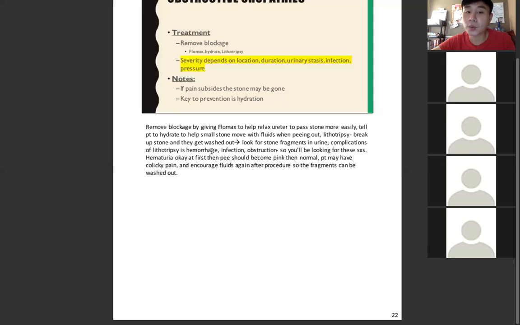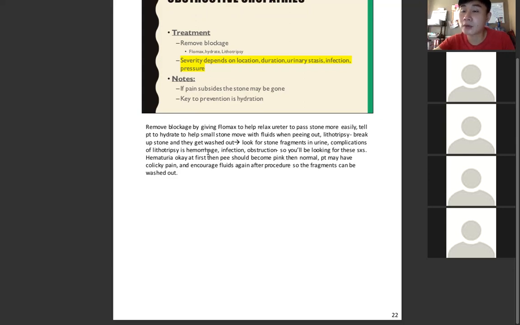Lithotripsy breaks up the stone and the pieces get washed out. Look for the stone fragments in the urine. Complications of lithotripsy are hemorrhage and infection. The reason it can cause hemorrhage is that when the stone is broken, it can lead to small fragments of the stone being sharp.